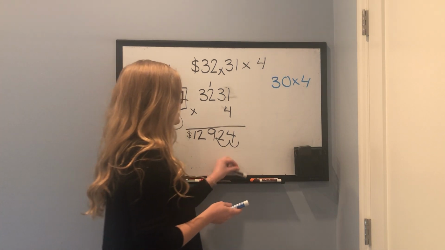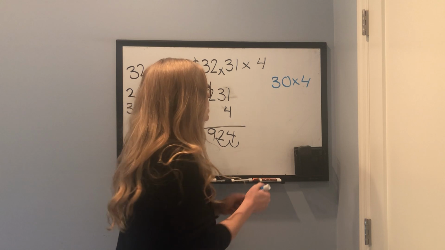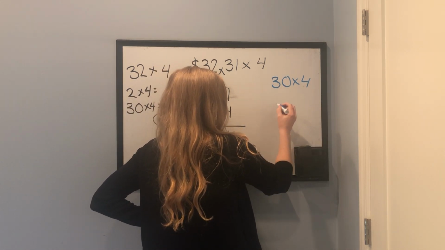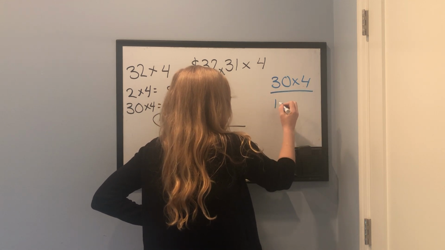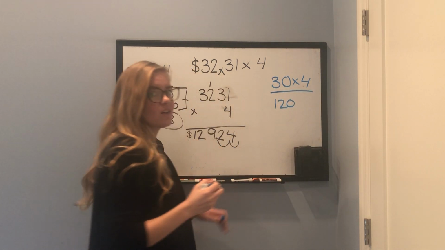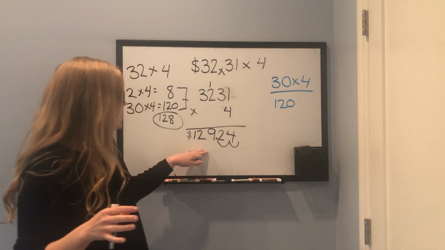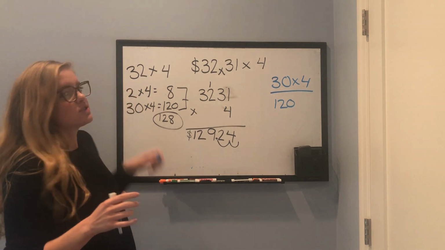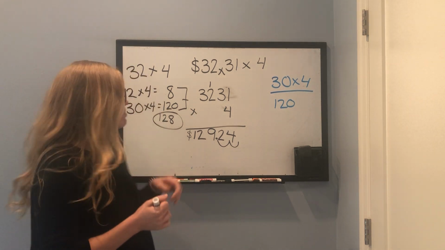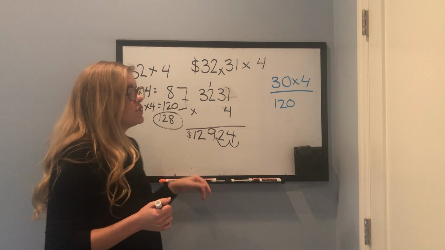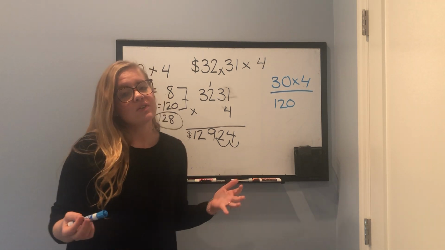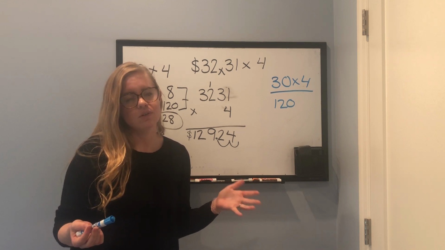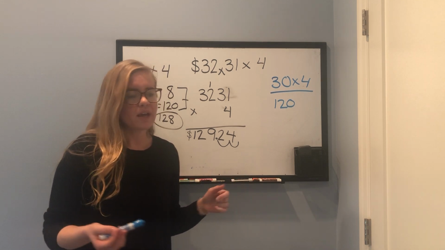So I think that our answer is really reasonable. If you decided to take a little bit simpler of a route, 30 times 4, we know that 3 times 4 is 12. Just add a 0. So this is 120. Again, that's pretty darn close to $129.24. The reason that I like to round just down to the next dollar is that your estimation is going to be a lot closer to your actual answer, so you get a better gauge of whether or not you have a good answer or if it's unreasonable.